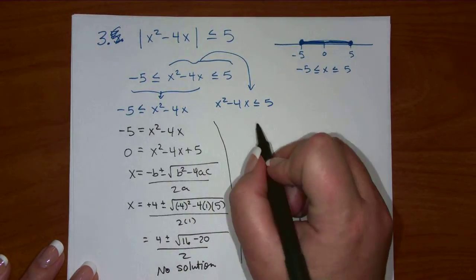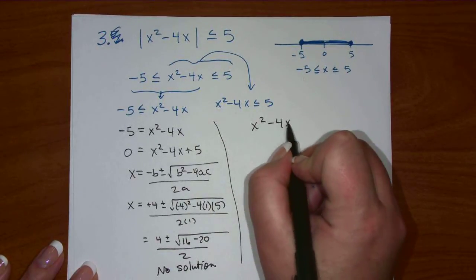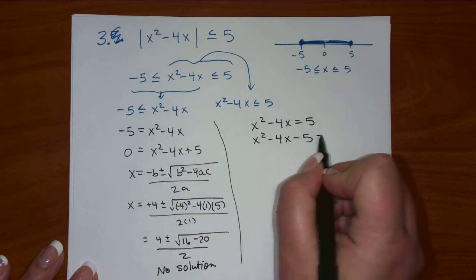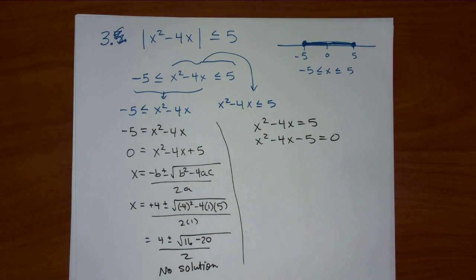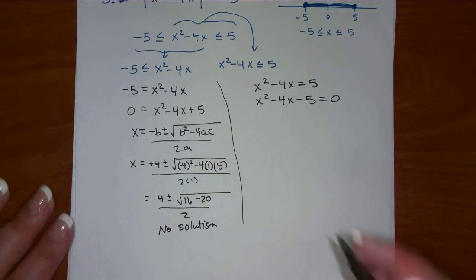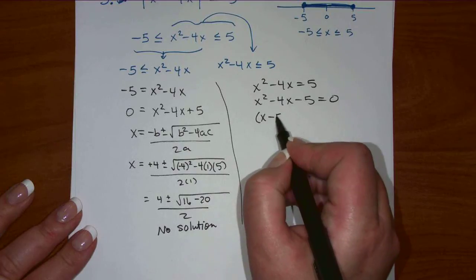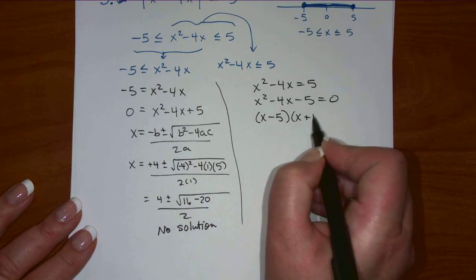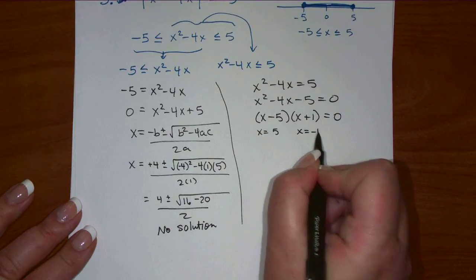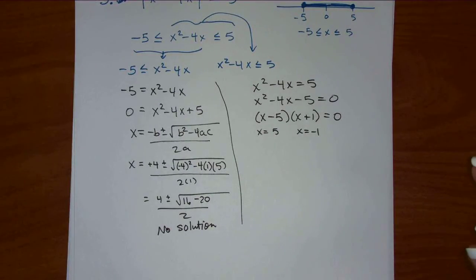So our second one, x squared minus 4x equals 5. Bring it all over to one side. And this one does factor. So x minus 5, x plus 1. And then what do we do with those? Right, put them on a number line and test. We don't have as much to test because there was only 2 numbers instead of 4.